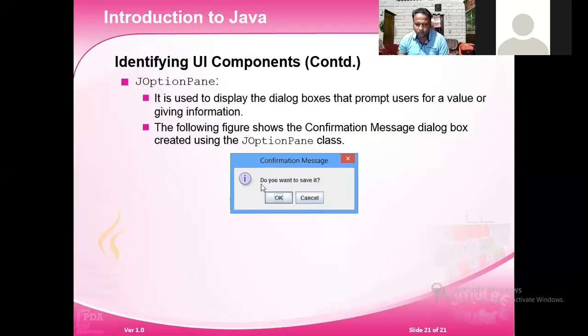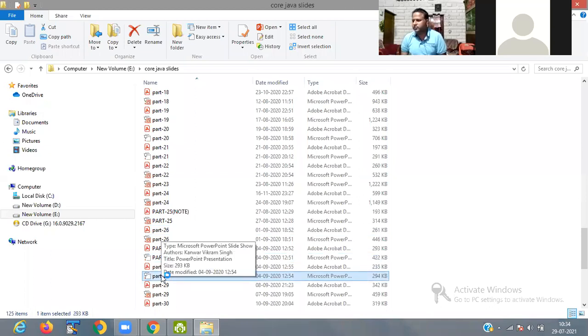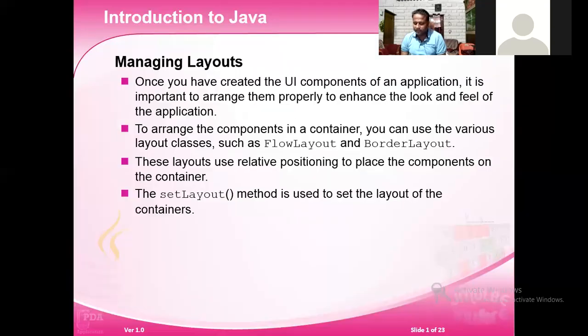Okay, so now I move to the layout. Already we discussed some layouts like grid layout, grid bag layout, flow layout, border layout. So after adding the component on the frame, what is a frame? Frame is a container. In that container, you have to pass the value. So now for adding the component in the frame, we're using set layout method. Set layout method is used to set the layout of the container.